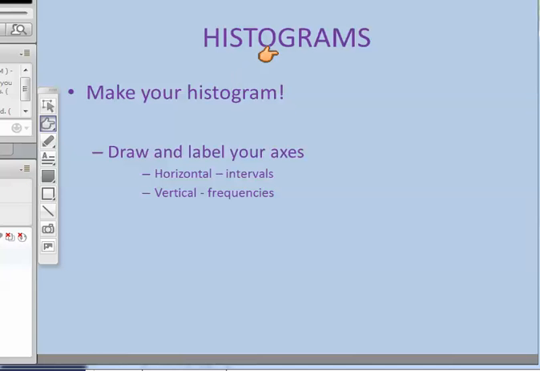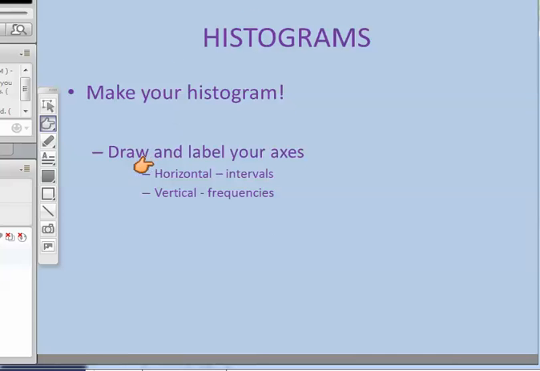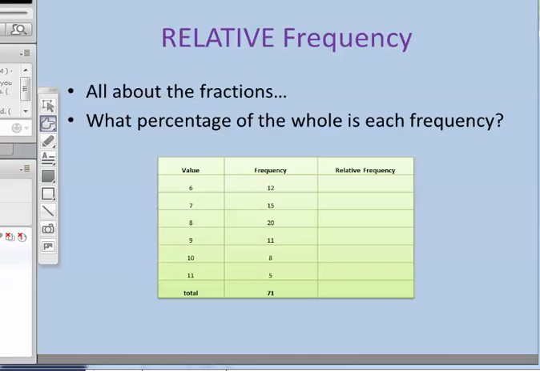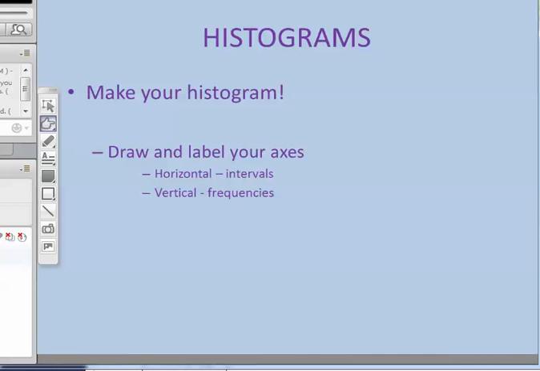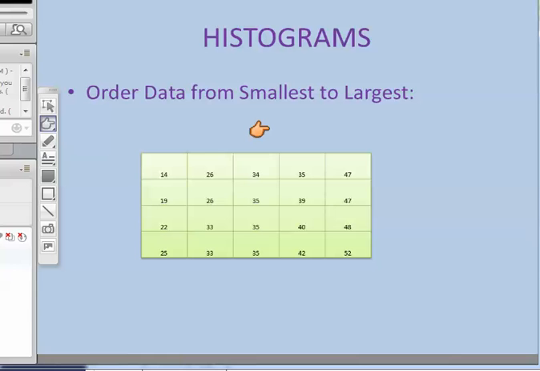Yep, they're not saying. So what they did is they chose class boundaries. They found the midpoint of each of the intervals that they're looking at, and then they made their histogram and drew their label and axis. Horizontal intervals, vertical frequencies. So let's see what did they do it for us here? No, they didn't do it for us here. So let's show you what I'm going to do. I'm going to show you the way I do this on a calculator.